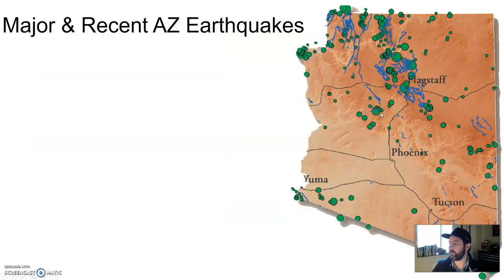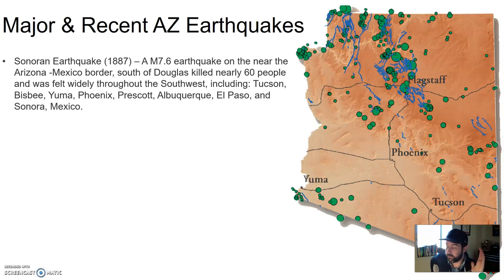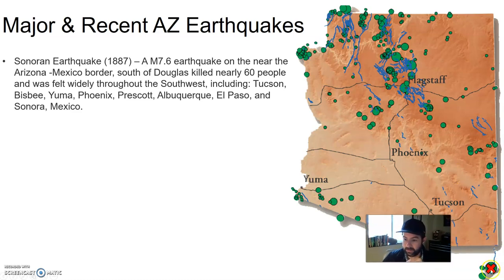So what are some major and or recent Arizona earthquakes? On the major aspect of things, in 1887, 140 years ago, a magnitude 7.6 earthquake near the Arizona-Mexico border, kind of just south of Douglas, which would be behind my face here, actually. Yeah, so right down here. Here it is. So Douglas, Arizona is here. So in 1887, magnitude 7.6 earthquake.